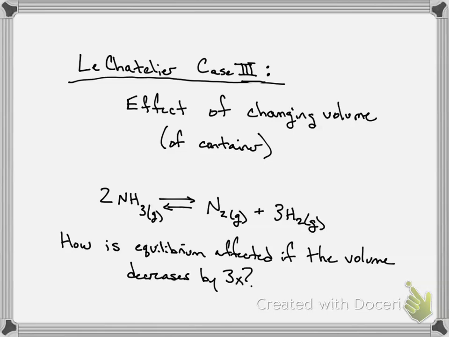typical type of LeChatelier question here, where it says something about, I have this process at equilibrium, which is the reverse of the Haber process that we talked about in a previous lecture. How is equilibrium affected if the volume decreases by 3 times, right? Well, like always, what we're going to do is determine the amount of gaseous reactant on both sides, right? And so this one has a total of 4 moles of gas. This reactant side has a total of 2 moles of gas.